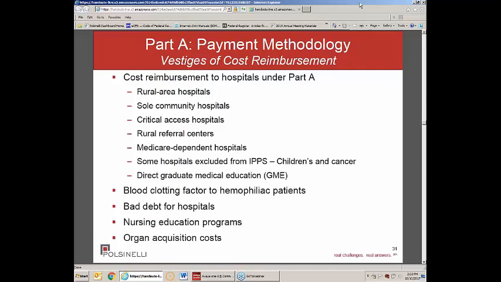Blood clotting factor, bad debt for hospitals. So this is an amount that hospitals can claim on their cost reports annually. And hospitals can capture 65% of their bad debts that are attributable to non-payment of Medicare coinsurance or deductible after reasonable collections are made. So if you get your primary payment from Medicare and then you're billing the patient for their deductible and coinsurance amounts, but you're not able to collect that amount, Medicare can reimburse you for some of those costs, as well as nursing education and organ acquisition costs. All of those still have some basis in cost reimbursement, and those costs are captured as part of your cost report that's billed annually.